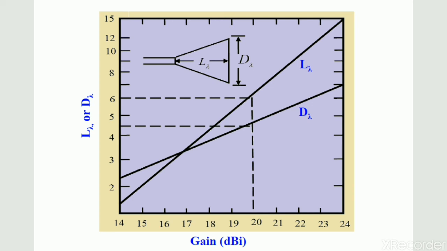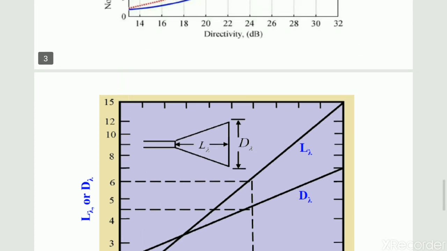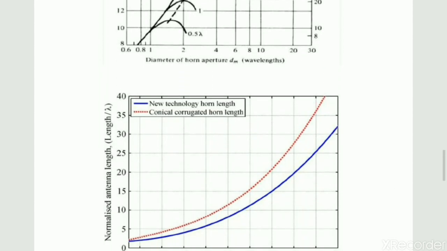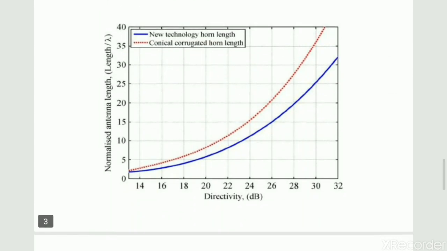So these are the basic three plots which show the relation between the axial length of the conical horn and the diameter of the aperture with respect to gain and the directivity of the conical horn antenna. Please remember, these three plots are very important, and they are very important for the designing of the conical horn antenna also.